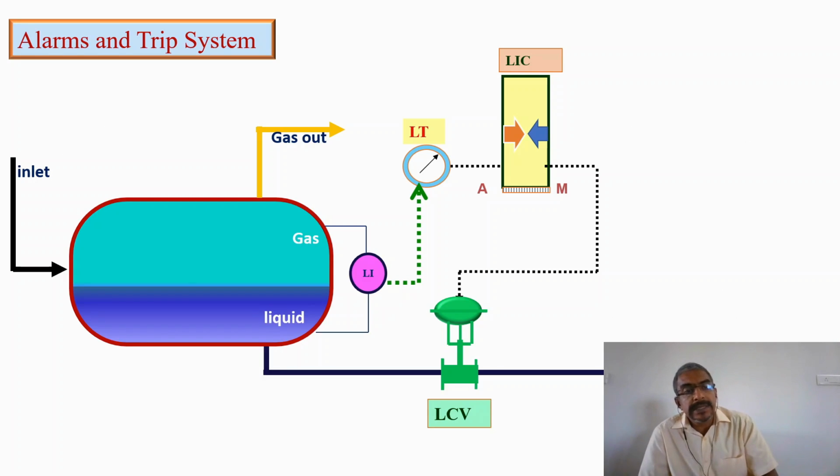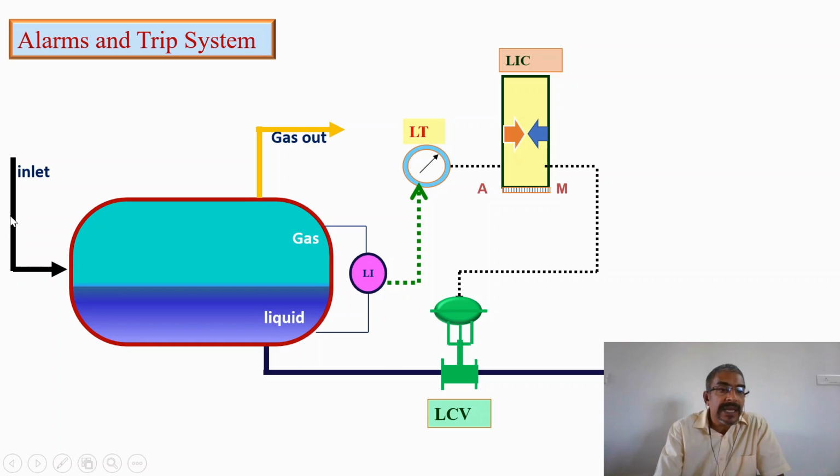So let us see this basic separator. The inlet is coming from here, the basic inlet, a crude oil mixture, or gas mixture, whatever it is. So gas-liquid separation is there, gas is out and liquid is out, and in the liquid line there is a valve, and the level is controlled by a level control loop.